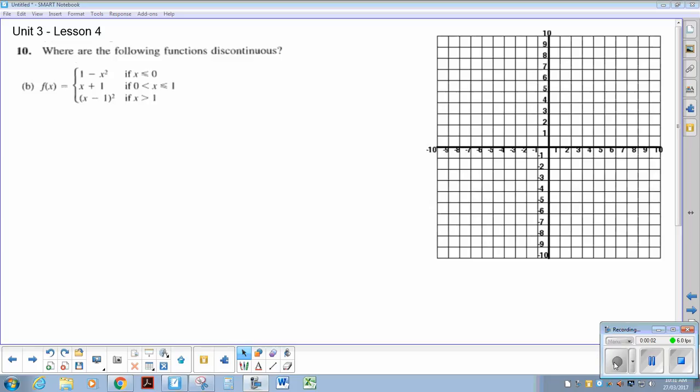All right, Unit 3, lesson number 4. I've had a question about number 10. 10 has A, B, C, and D, so I've picked one of the more challenging ones, 10B, and that should kind of give you a guide through.